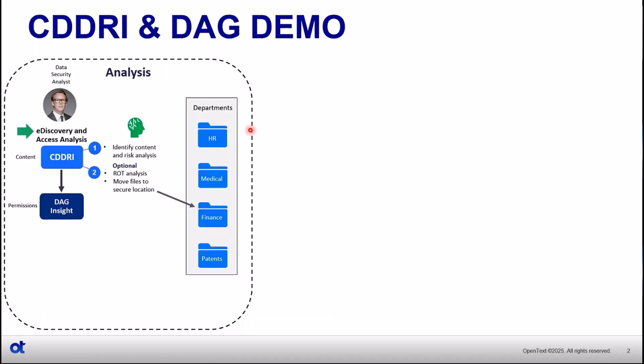The objective of the demo is we need to find out who has access to certain sensitive data that's got credit card details in it, right? So I'm a data security analyst, and I'm the first step of this whole process. I need to go out and scan that particular department file share. In fact, I'm going to go ahead and scan all departments, but I'm really focused in on this finance file share. And I'm going to look for sensitive data using Core Data Discovery and Risk Insights.